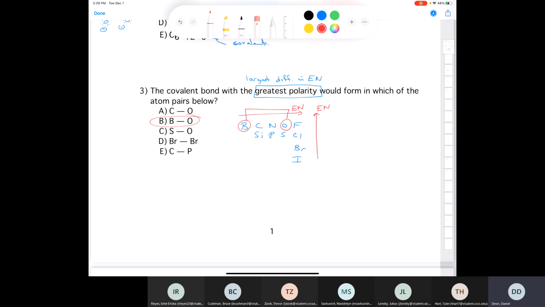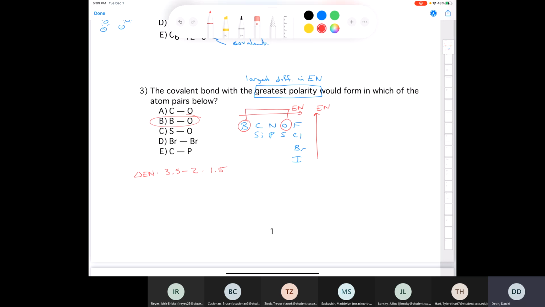Now, I don't expect you to memorize all of the electronegativity values, but in case you're interested and in case you are able to memorize most of these, the electronegativity of oxygen is 3.5, and that of boron is 2. And so we get a delta EN of 1.5 for the boron-oxygen bond.